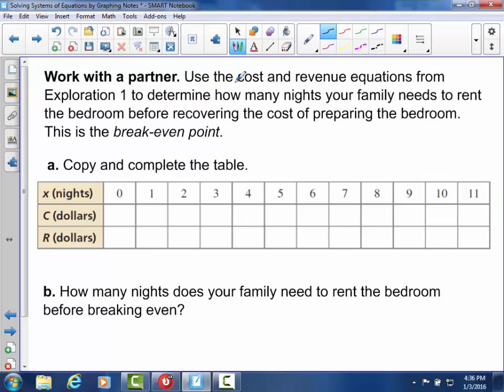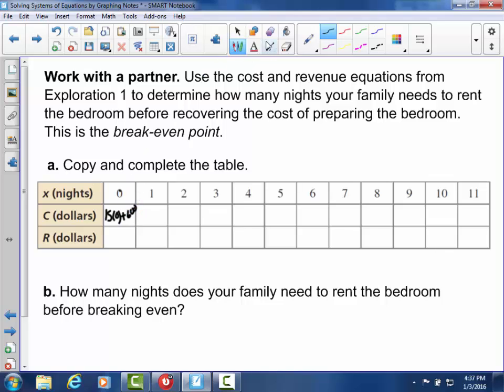So also working with your partner, use the cost and revenue equations from Exploration 1 to determine how many nights your family needs to rent the bedroom before recovering the cost of preparing the bedroom. This is known as the break-even point, where costs and revenue are equal. So cost in dollars, this first is going to be 15x plus 600. So each time, that's what we're going to be doing for this line. We're going to multiply 15 times this x value and add 600.